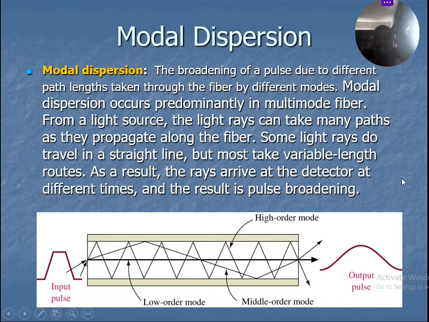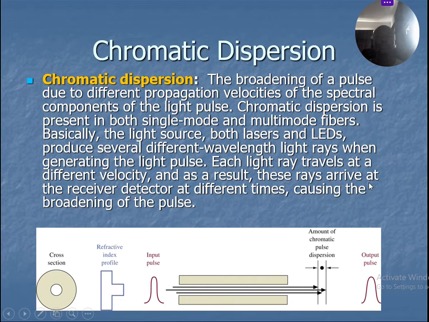Now let's go to the second one, which is called the chromatic dispersion. Chromatic dispersion is the broadening of the pulse due to the different propagation velocity of the spectral component of the light pulse. Okay, see, this is the input pulse, right? This is a refractive index profile. This is a cross section of this case.